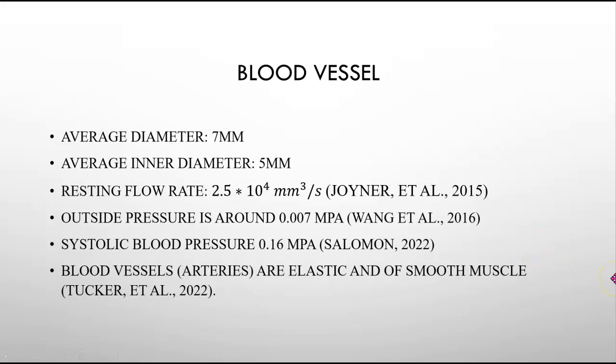So this was some of the research that I found about blood vessels. The average outer diameter is around 7 millimeters, and the average inner diameter is around 5 millimeters. The resting flow rate was about 2.5 times 10^4, or 25,000 millimeters cubed per second, and the outside pressure is around 0.007 megapascals. The systolic blood pressure within the blood vessel is 0.16 megapascals.